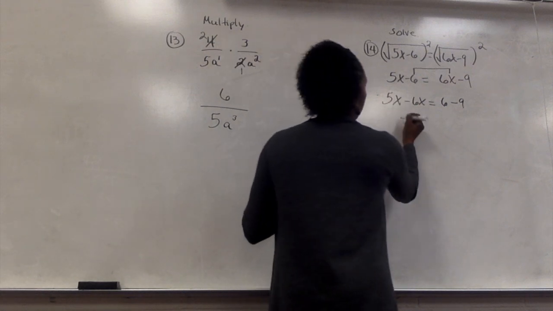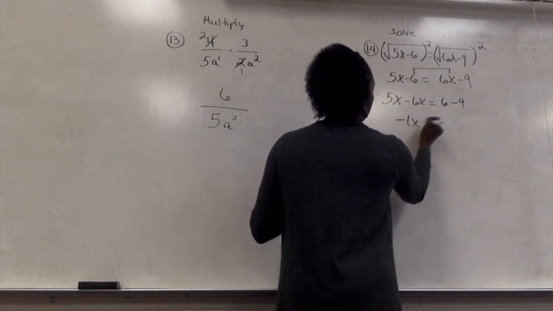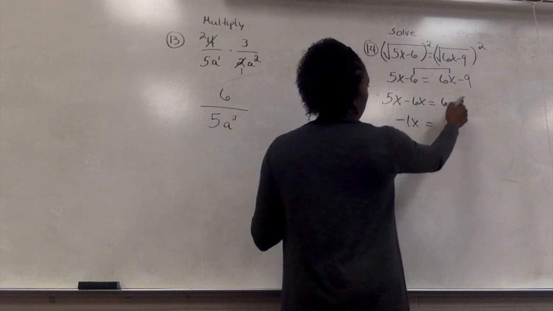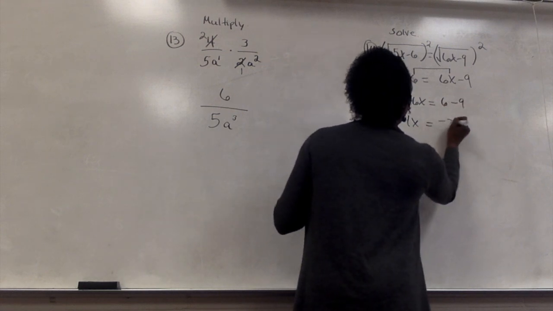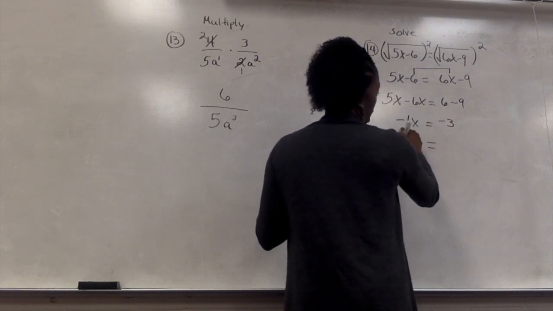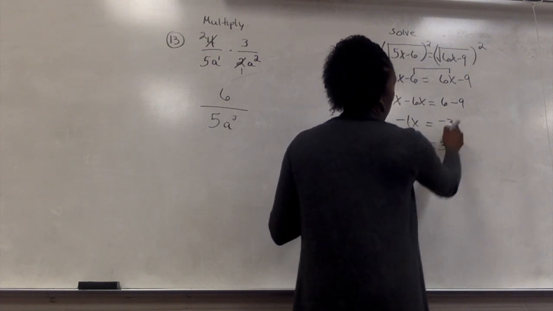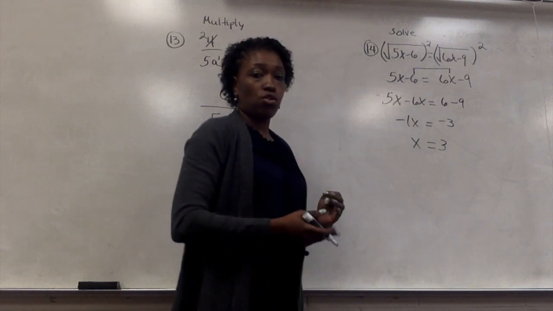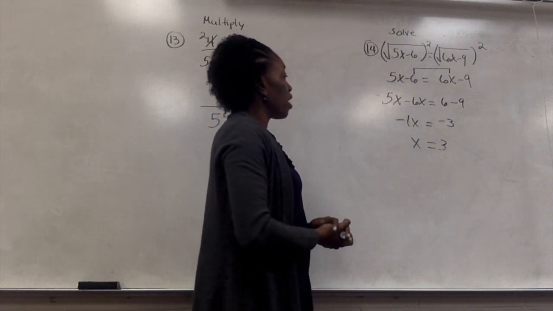5x minus 6x gives me a negative 1x. 6 minus 9 gives me a negative 3. So, of course, negative 1 times 3 would give me negative 3. So you have solved for your variable x, which is 3.